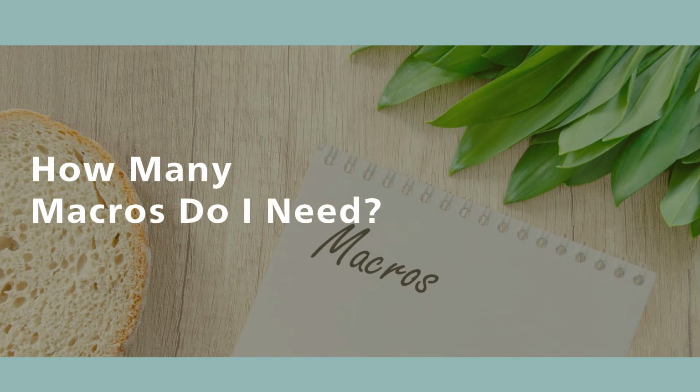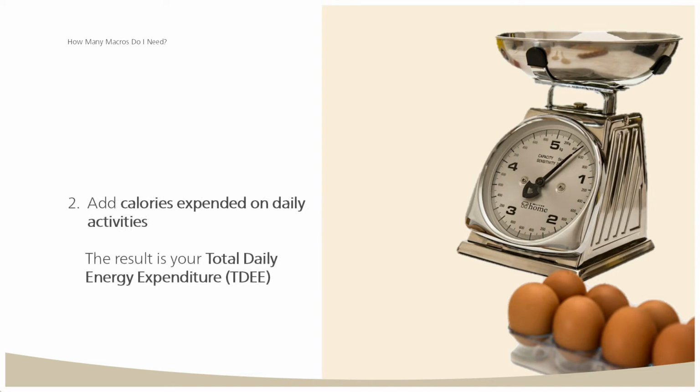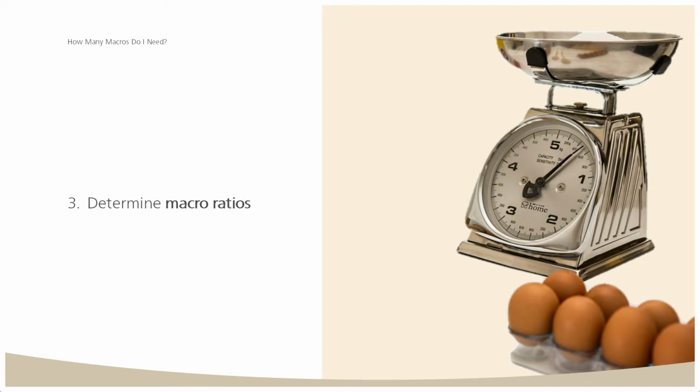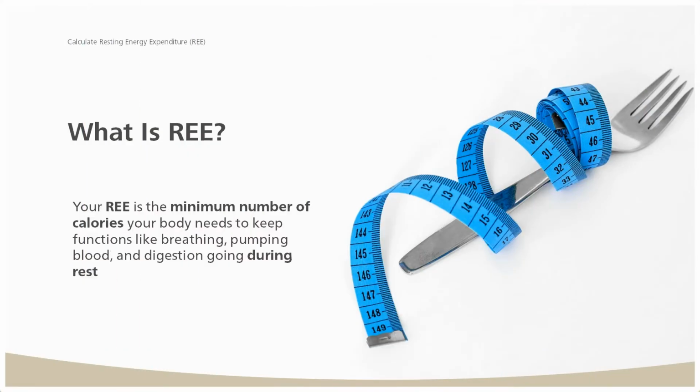How many macros do I need? Calculate macros in 3 steps. Start by calculating your resting energy expenditure, REE. Then add calories expended on daily activities. The result is your total daily energy expenditure, TDE. Finally, determine macro ratios.